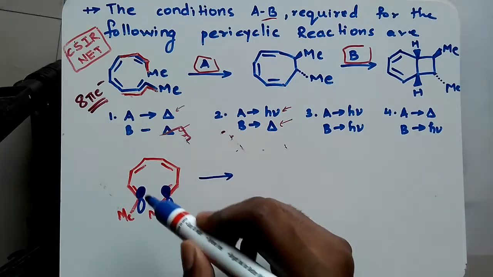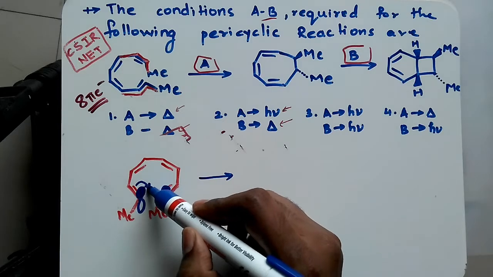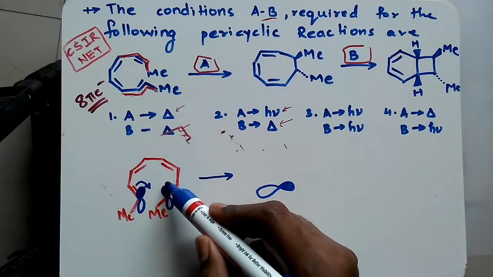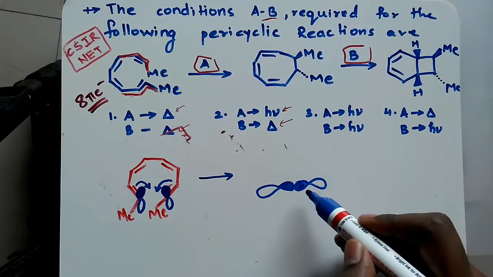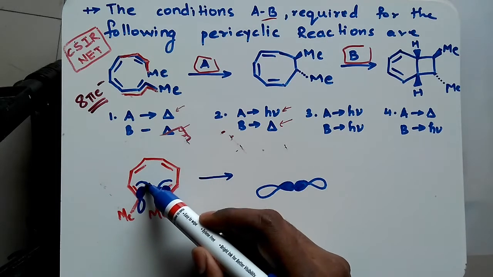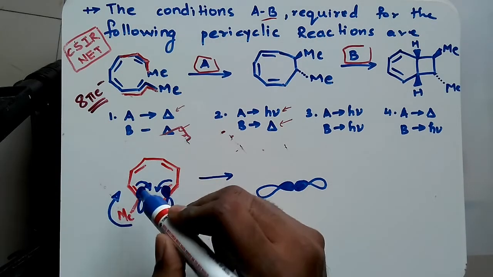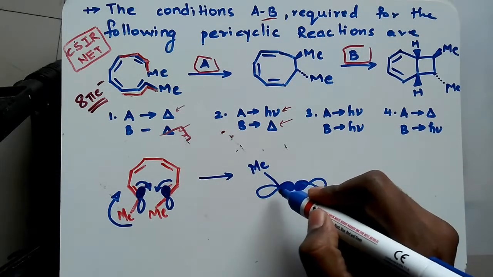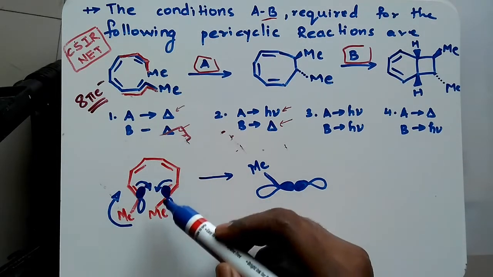Now how will the reaction happen? The positive phases have to come in close proximity. If I rotate this in the clockwise direction, it will come in this way, and if I rotate the other in the anti-clockwise direction, the positive phases come in contact with each other, forming a sigma bond. Now what happened to this Me? I am rotating the lobes in the clockwise direction, so this Me will go on top. Very important, since I am rotating in the clockwise direction, this Me goes on top. Now what happened to the other Me?